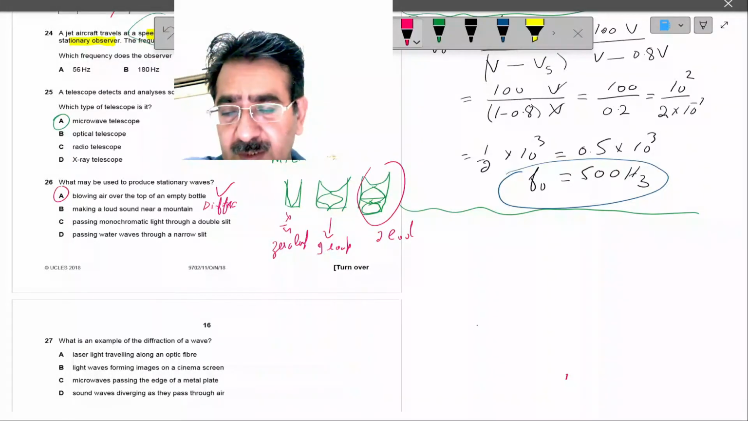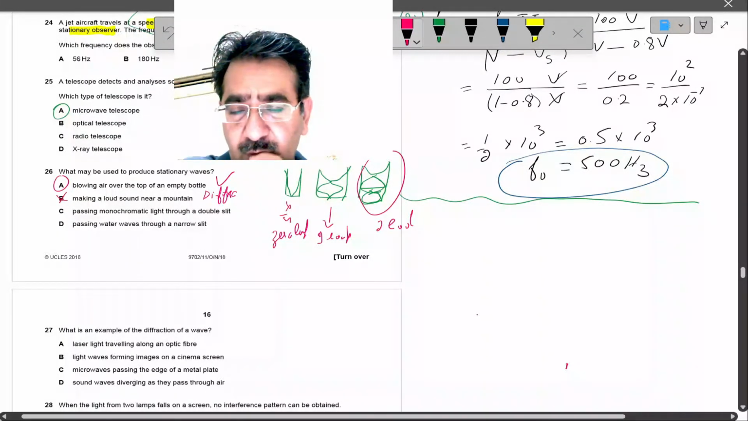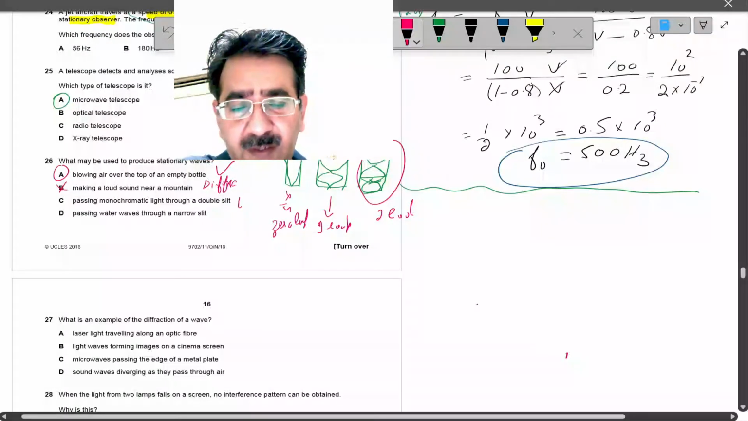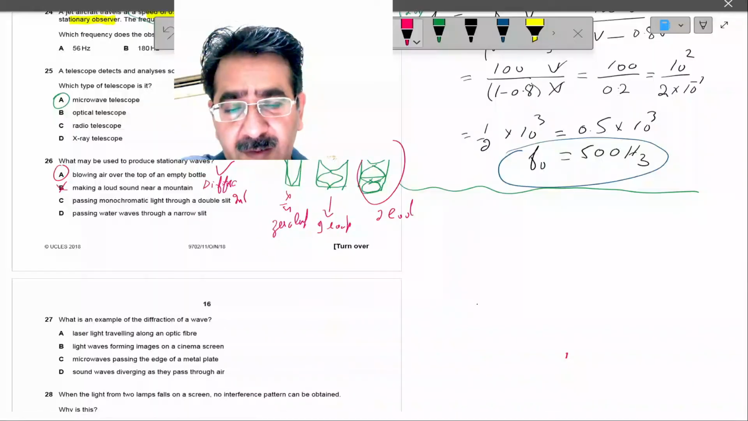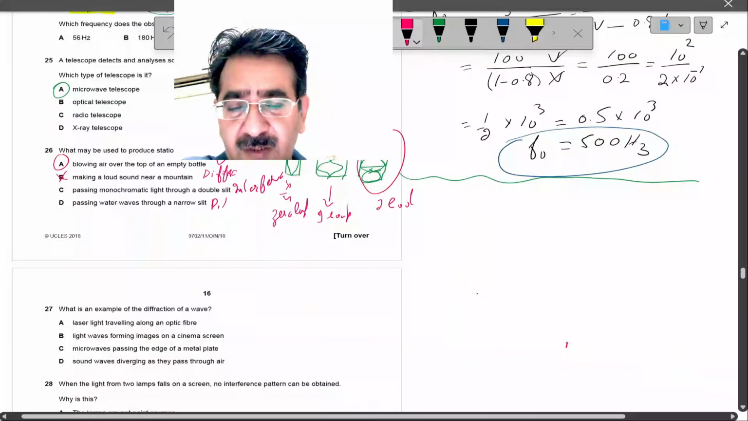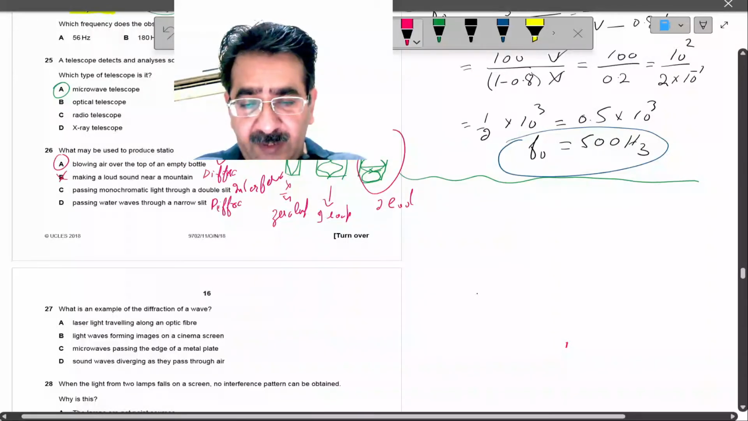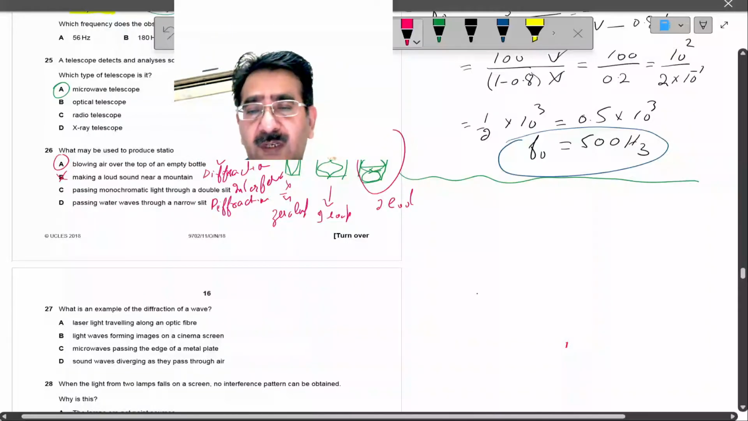Passing monochromatic light through, that will be related to interference. And passing water wave through, this is also related to diffraction. So A is the only one that produces the stationary wave.